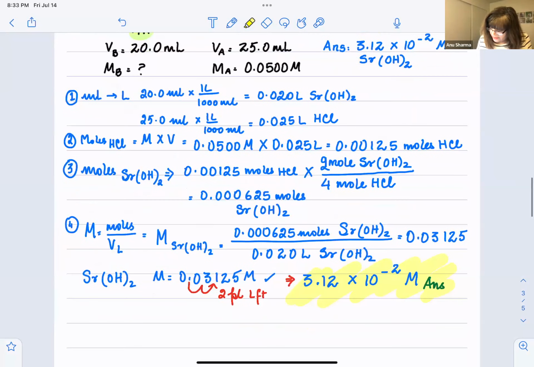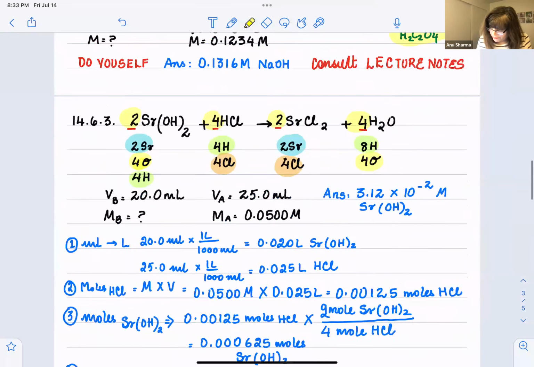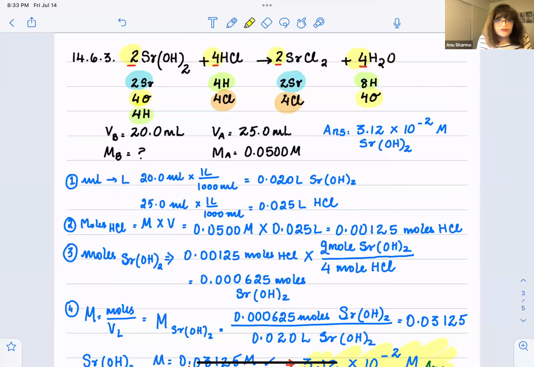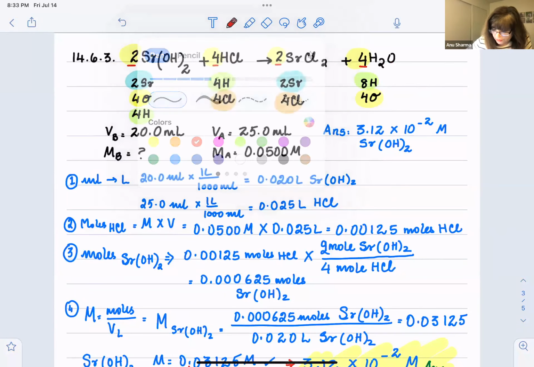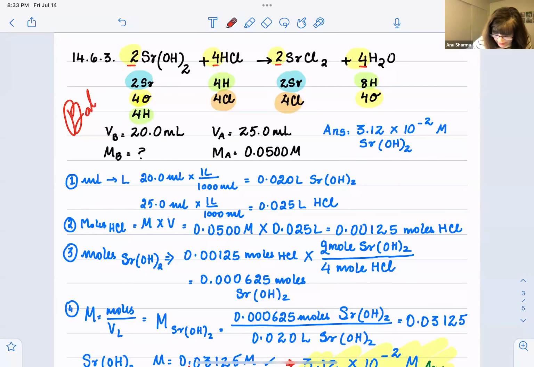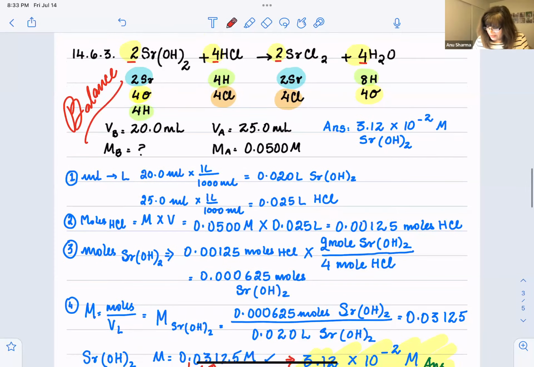So this is very important. These types of questions can come on the test because we test a lot of things. We may give you equations to balance, so make sure you balance the equations or check for balancing. It's very important.